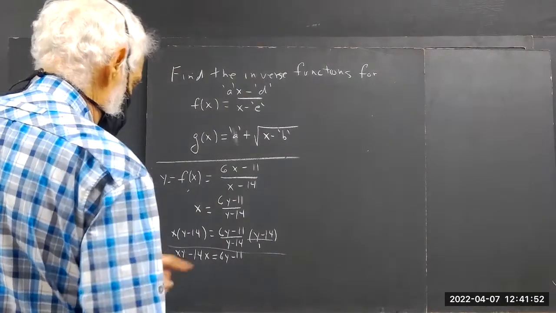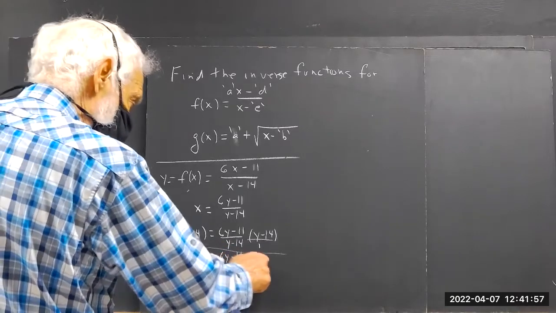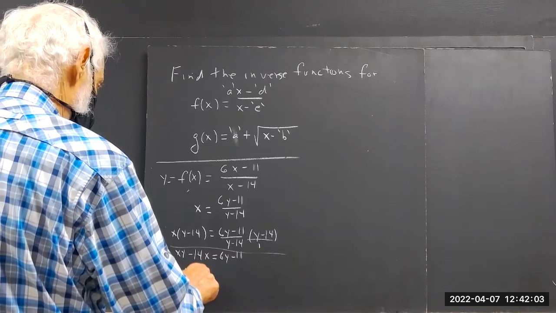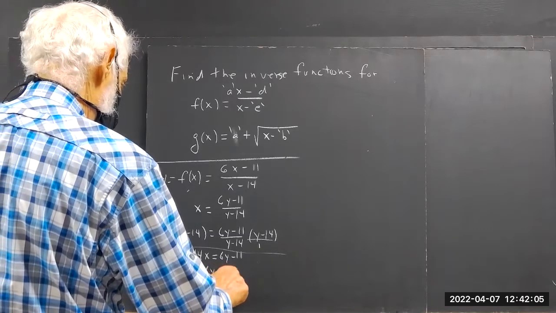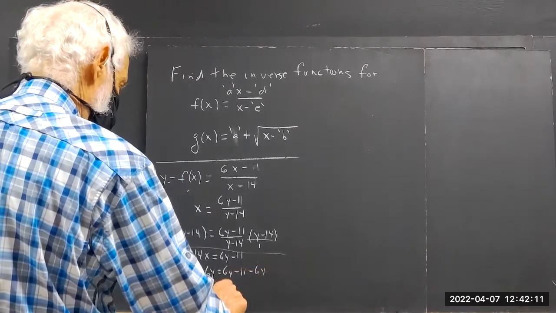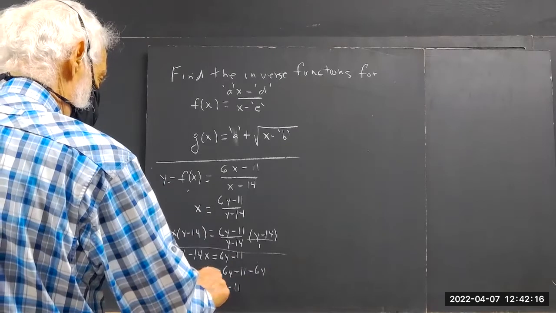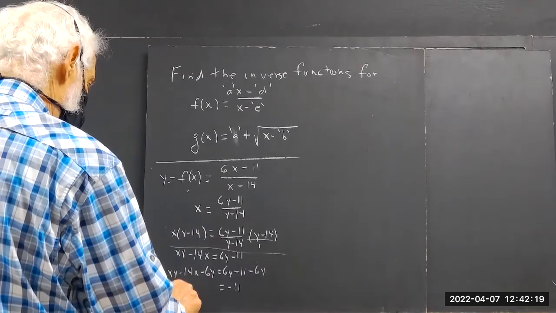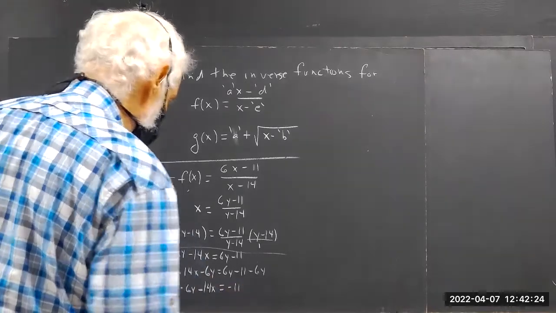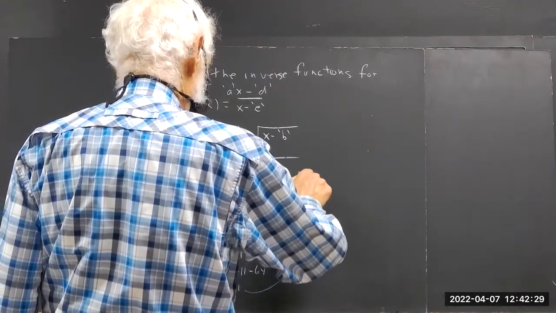Well, then I'm going to get my y's over on this side and my x's over on this side by subtracting 6y from both sides. And 6y minus 6y gives me 0. Now I'm going to have xy minus 6y minus 14x equals negative 11. I'll write that again up here.